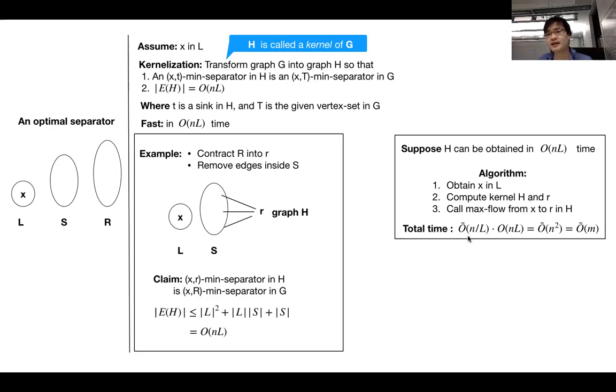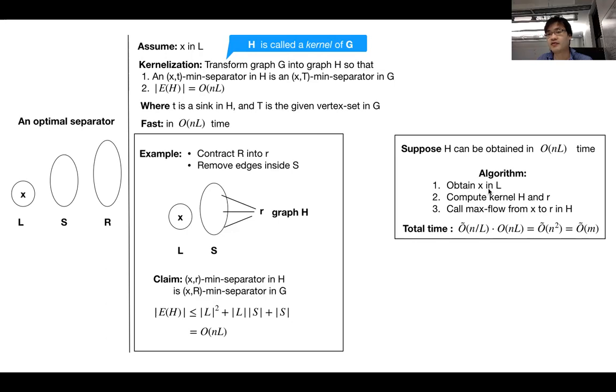How long does it take? It's going to take N over L time, because I need to sample N over L times to get the event X in L with high probability. And then each time I compute the kernel and run MaxFlow, right? So the total running time will be N squared. And this is near linear.